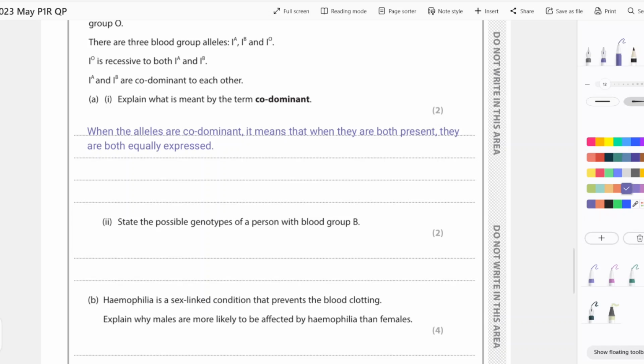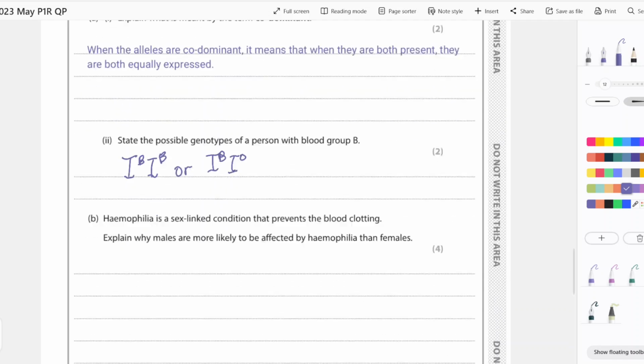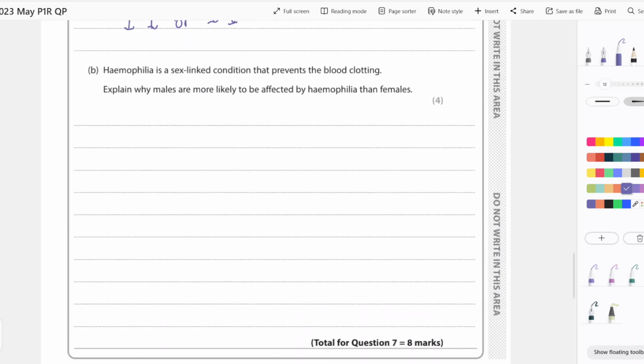All right, the next part, state the possible genotypes of a person with blood group B. So there are 2 possibilities here, either IB IB, so homozygous dominant, or IB IO, which is heterozygous. We know that this allele is recessive. All right, let's move on to part B.